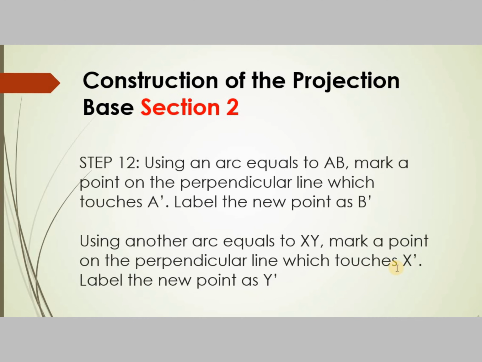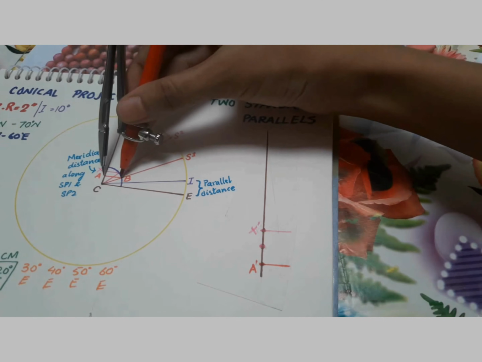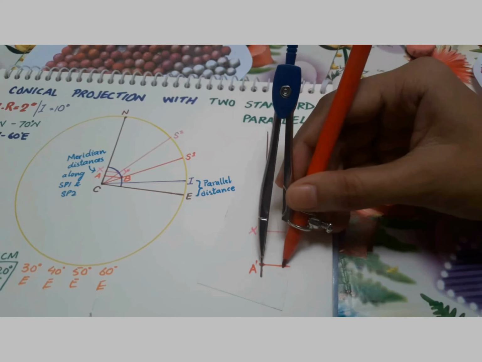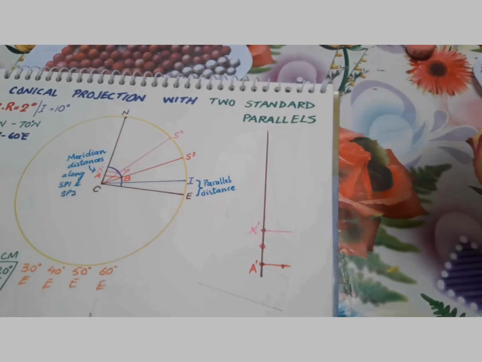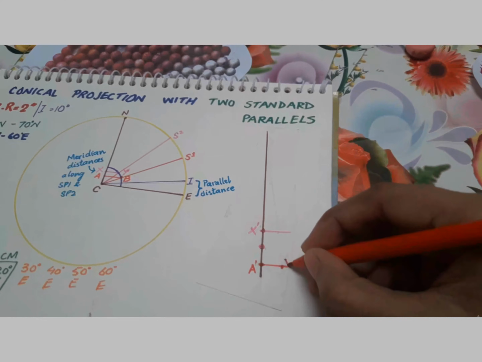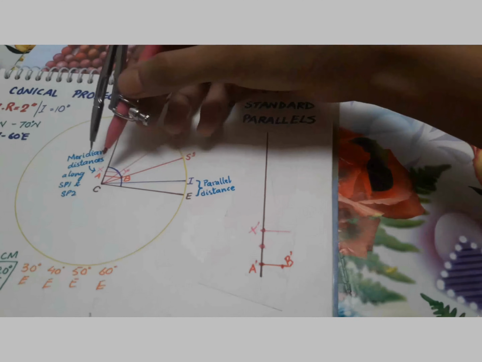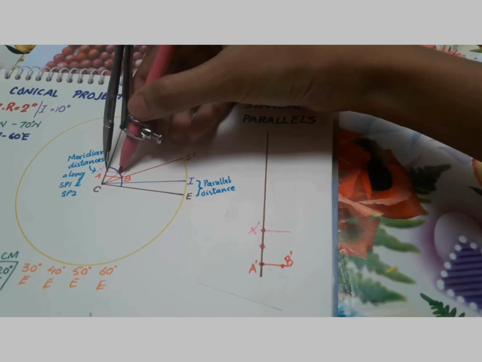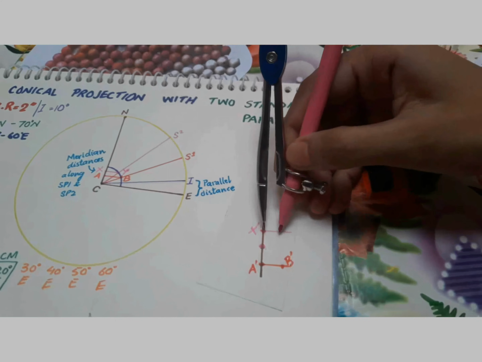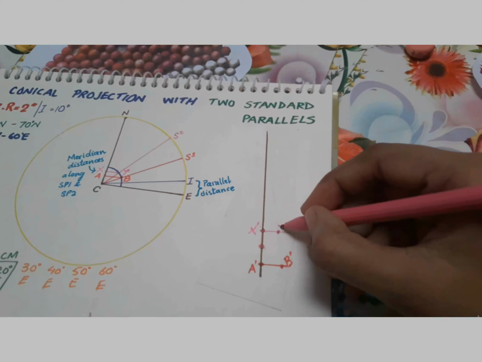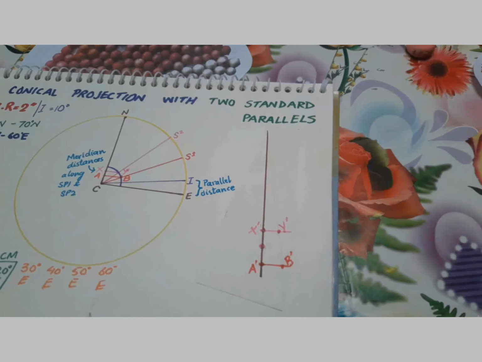So let's see how this is done. Using an arc equal to AB, we will keep the compass at A dash, and we will mark another point and we will name it as B dash. Similarly, opening an arc equal to XY, we will mark another point and that will be named as Y dash.